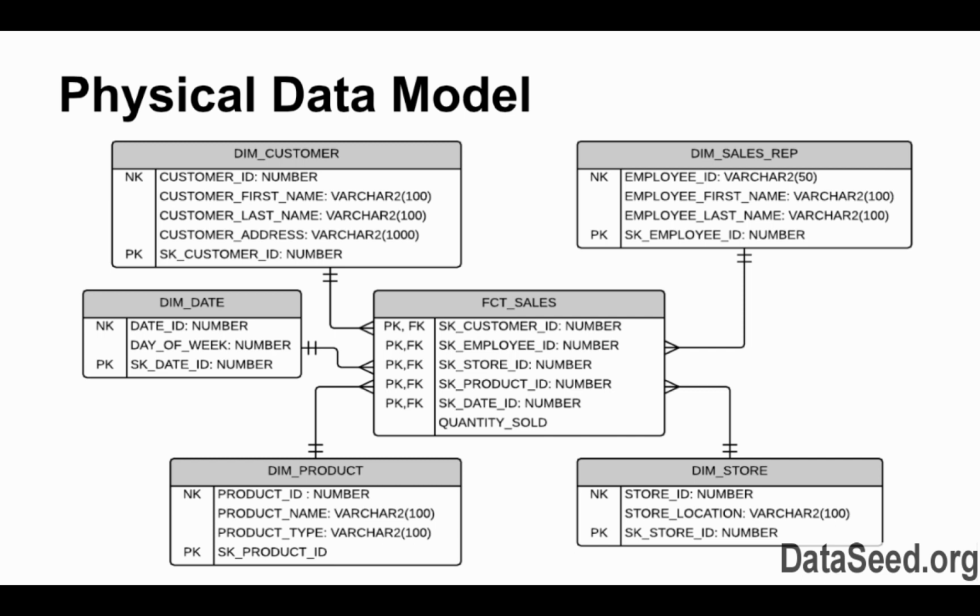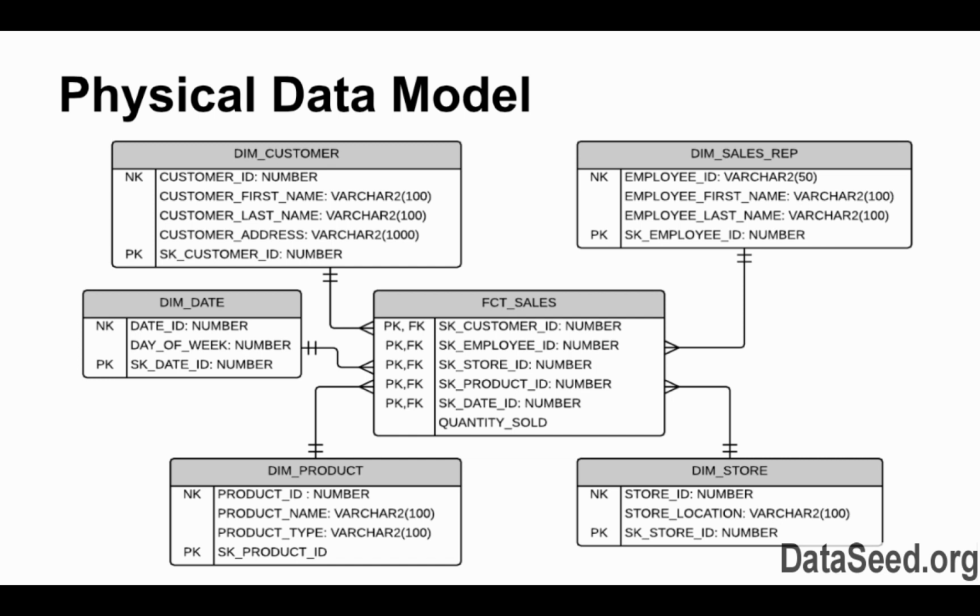It is always a good practice to follow a naming convention for naming the tables. Here, we have named the dimensions as dim underscore, and the fact table is defined as fct underscore. So this helps us in differentiating the tables, and just by looking at the name, we can tell whether it's a fact or a dimension.